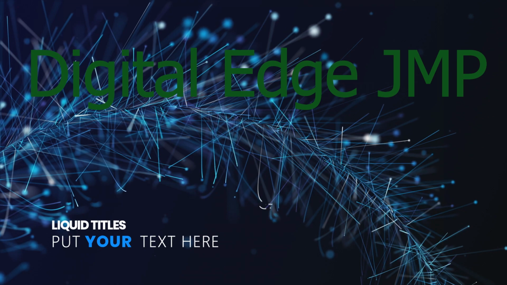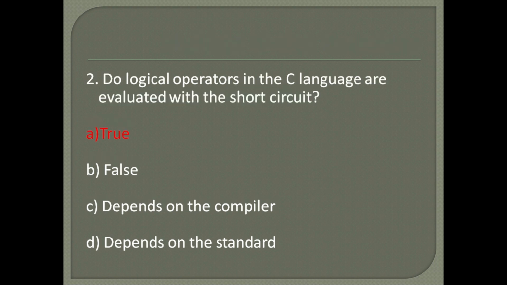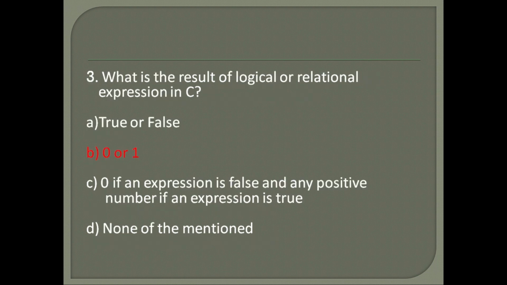First MCQ is about logic operator sequence point. Option A is the true answer. Second one, are logical operators in C language evaluated with short circuit? Answer A is correct. Logical and relational expression in C. Option B, 0 or 1, is correct.